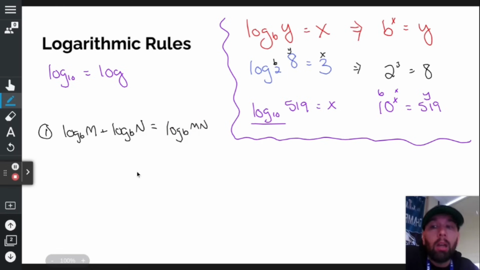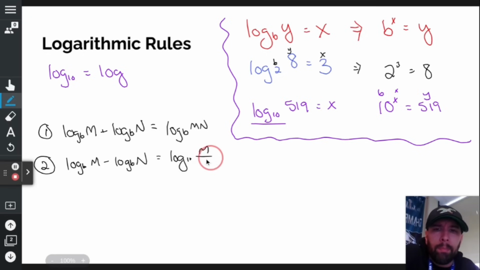Similarly, rule number two is if I were to use the same exact guy but subtract, common sense would tell us that, well, adding logs of the same base was multiplying the insides. So maybe subtracting logs of the same base is dividing the insides. So log base b of m over n.